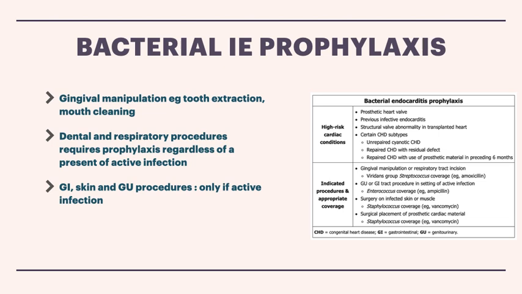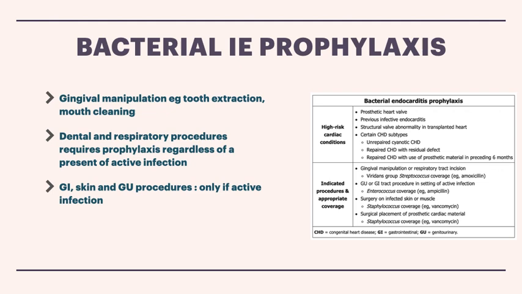So we said patients who have a prosthetic heart valve, patients who have a history of previous infective endocarditis, patients who have a transplanted heart and that heart has a structural valve abnormality, and patients who have certain subtypes of congenital heart disease. And we said that these are patients who have unrepaired cyanotic congenital heart disease, patients who have a repaired congenital heart disease but with a residual defect, and patients who have a repaired congenital heart disease but with prosthetic material in the preceding 6 months. So those are your high risk cardiac conditions that require prophylaxis.